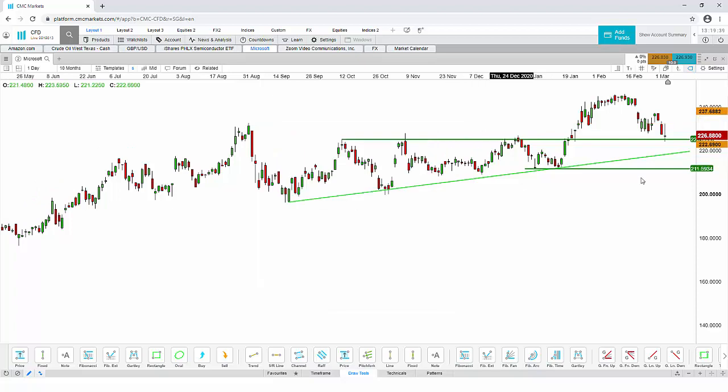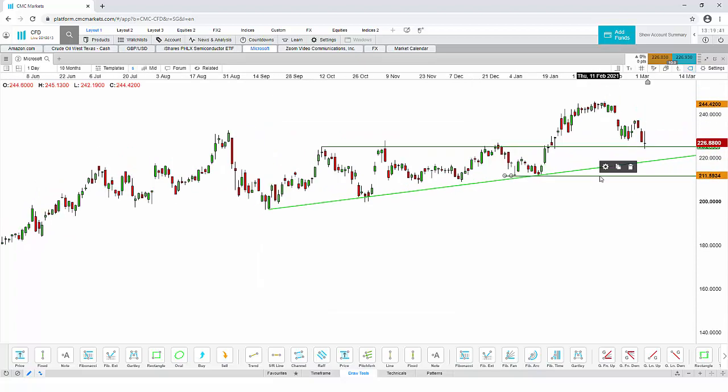Okay, let me remove this, because this is a dynamic support. What I mean by dynamic support is, because it's a trend line, every time price action goes higher, this trend line support will get higher as well. So right now we come into this support zone of close to 226.88 to 219.57.